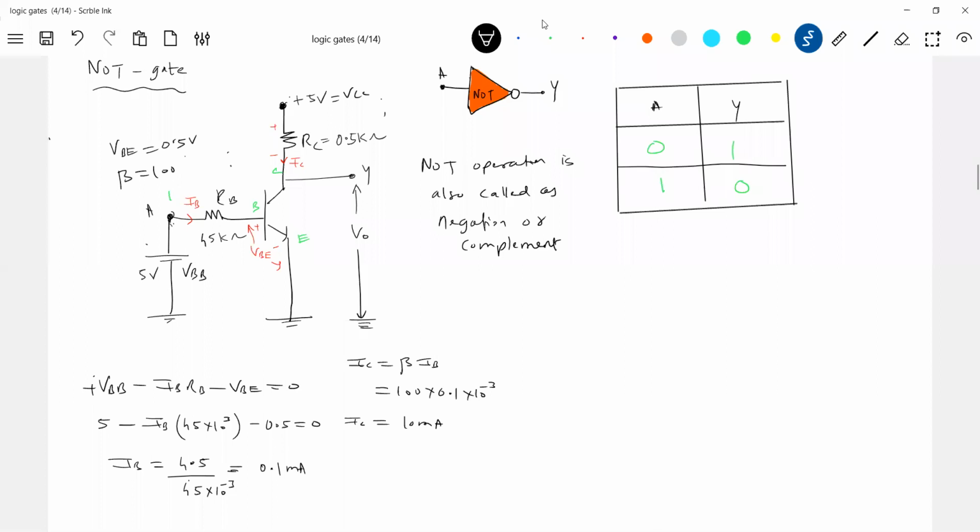Let's calculate V naught. V naught and VC are both the same. Let's write the loop equation: plus VCC minus IC RC minus VC equal to 0. VCC is 5, IC is 10 into 10 to the power of minus 3, and this is a 5 kilo ohm. 5 or 0.5? 0.1, correct? I think this will be correct. 5 into, how much are you getting? 0.5, no? Yeah.